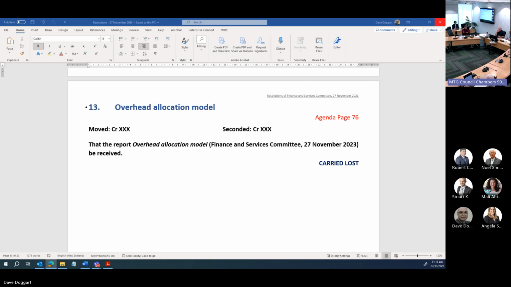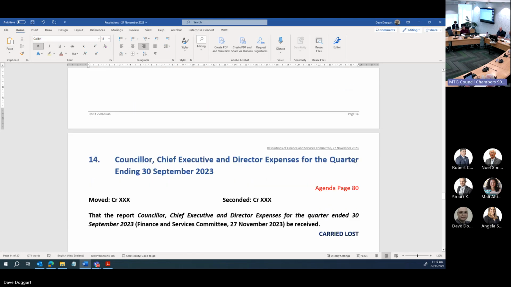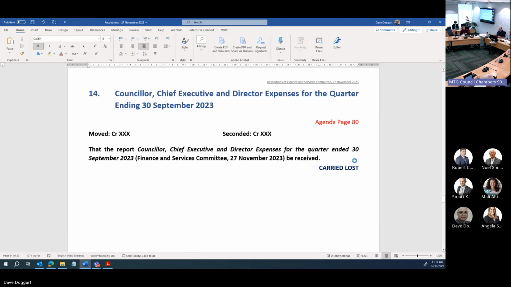No further questions. So the resolution is that the report, Overhead Allocation Model, Finance Service Committee 27 November, be received. Thanks, Mikhail. Robbie, thank you. All in favour? Aye. Against? Carried. Thank you, Janine, for your effort on that. I know it's probably going to be an ongoing issue, but it's one that does need to be addressed. So, okay, we'll peel the onion one layer at a time. Thank you, Mr. Chairman.